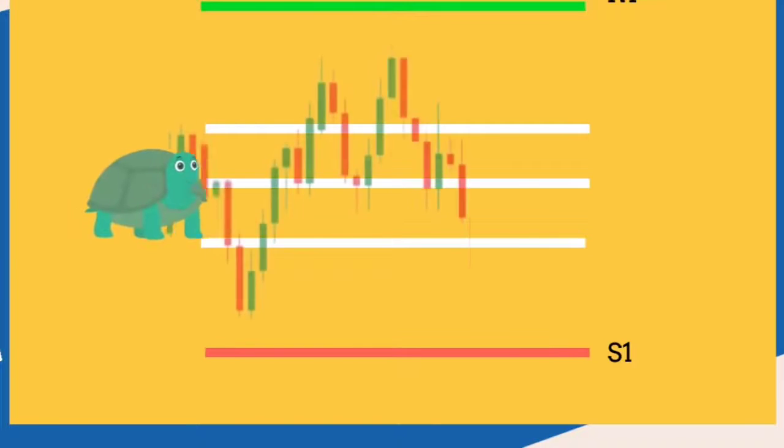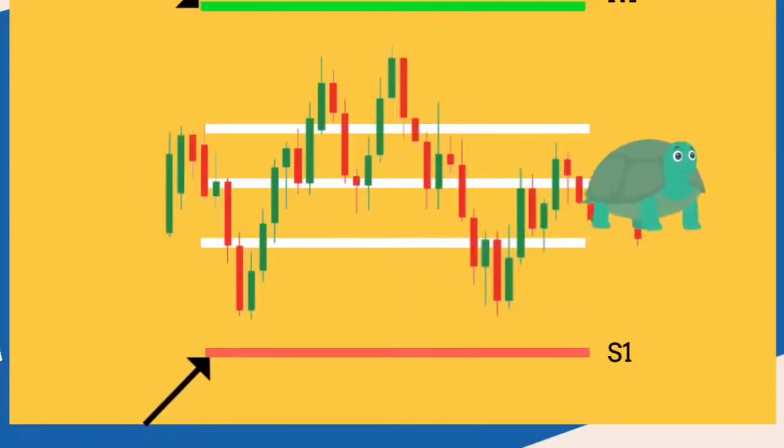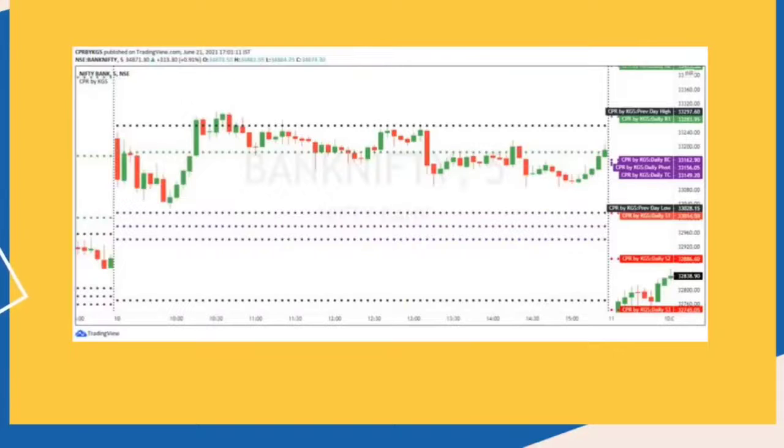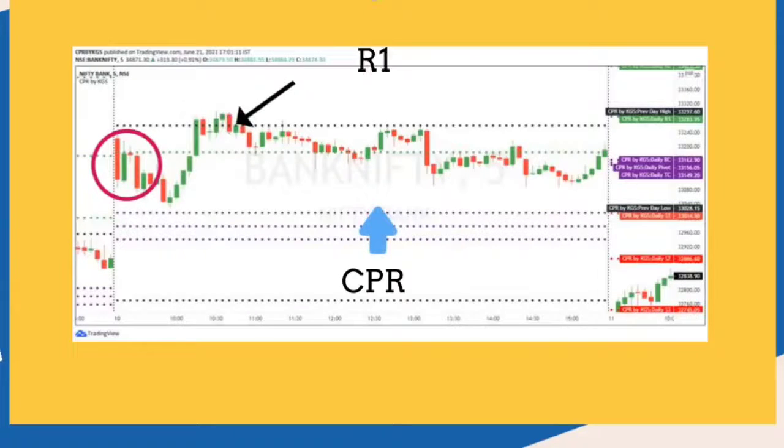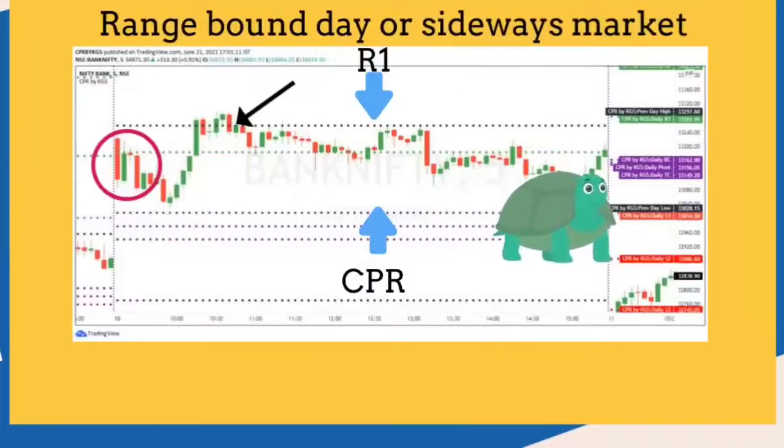Type 2. If the opening first 3-5 minute candles are between CPR and R1 or between CPR and S1, it will be a range-bound day until R1 or S1 is broken. Here, the candles opened between CPR and R1, and the entire day was range-bound, or a sideways market.